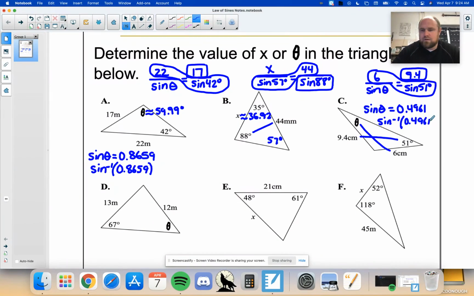Okay, and I'm going to grab my calculator and I'm going to type in second, sine inverse of 0.4961. And I end up getting approximately, so this angle, angle theta, is approximately 29.74 degrees. Okay. So I've showed you two examples where you're looking for angles.